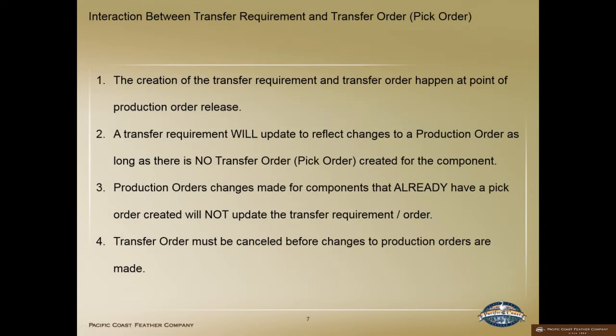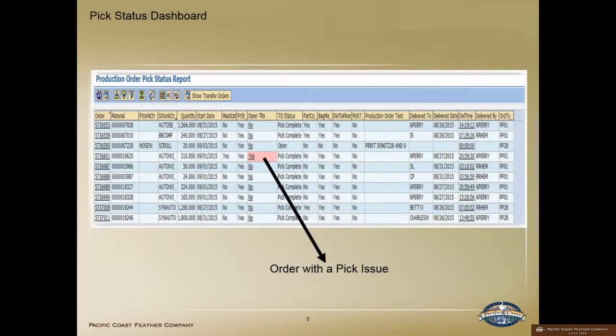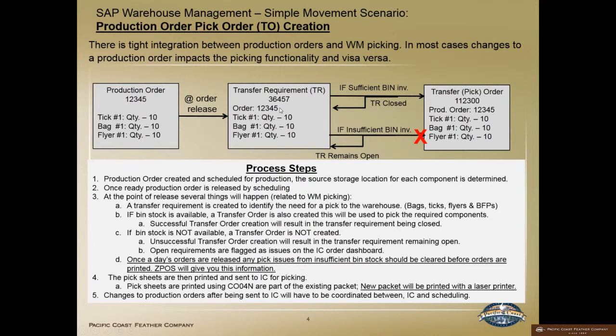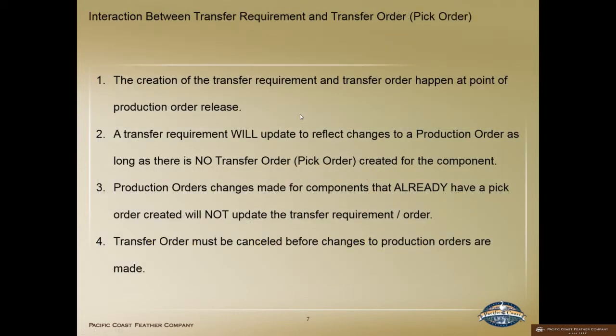So, interactions between transfer requirements and transfer orders. Transfer requirements created first, then our transfer order. These are our pick orders. This is just a document the system creates to reflect that when we release the order, this is how many we needed. Okay? So, the creation of transfer requirement and transfer orders happen at the point of production release. Okay? That's where the system attempts to do it. Transfer requirements will be updated to reflect the changes in production orders as long as there's no transfer order created. Okay? Production order changes made for components that already have pick orders will not be updated if there's a transfer order.